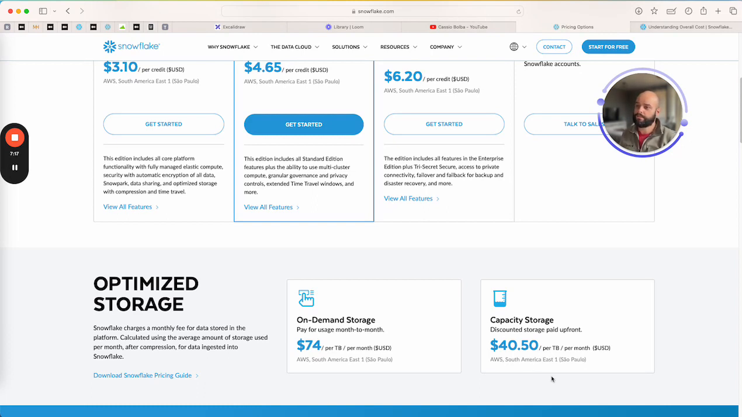And what happens with the overconsumption? If you overconsume, usually you're then charged on the on-demand storage, but you saved on the previous planned storage, which is already awesome. And if you underuse your planned capacity storage, basically you pay for how much you planned. You don't get it back. Okay, so this is just to let you know.